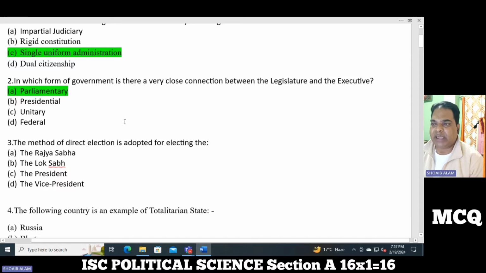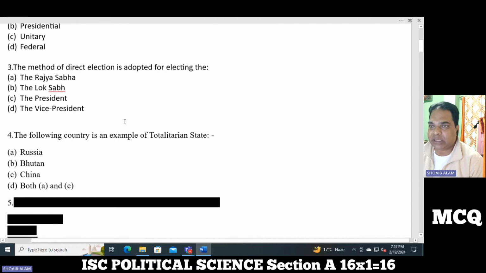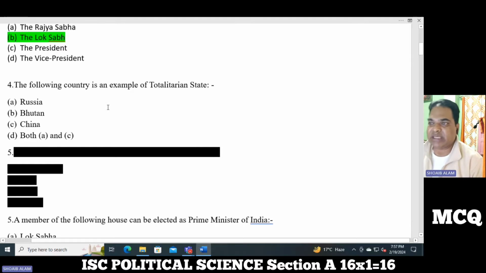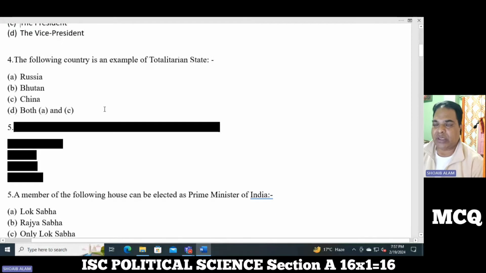The method of direct election is adopted for electing the, options are Rajya Sabha, Lok Sabha, the President, and the Vice President. So the answer is B, that is Lok Sabha. Now, which following country is an example of a totalitarian state? Russia is there, Bhutan is there, China is there. According to me, it is both A and C, because totalitarian government is there.